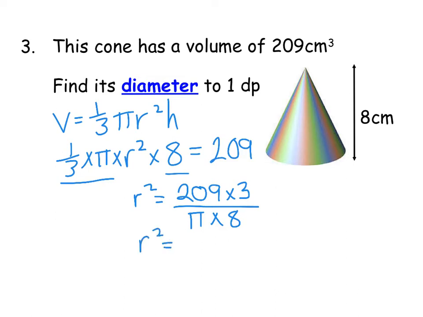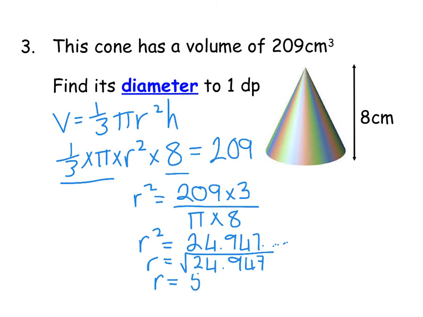Type that into your calculator and that gives you an answer of 24.947, and it keeps going on and on. We then square root that, because if that's what r squared is, we have to square root it. And that gives you 4.99, which we're going to round to basically be 5 centimetres. So when I put these numbers in, they were nice radiuses. So the radius is 5 centimetres, that's exact.